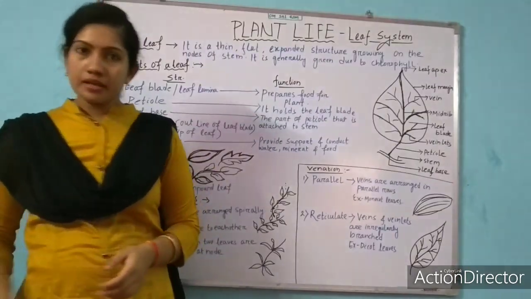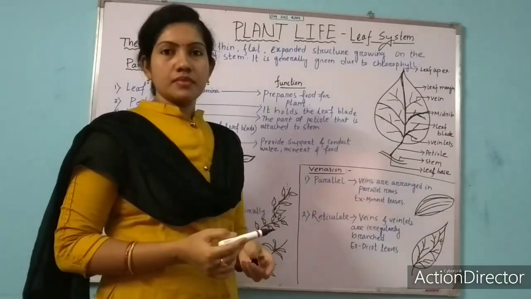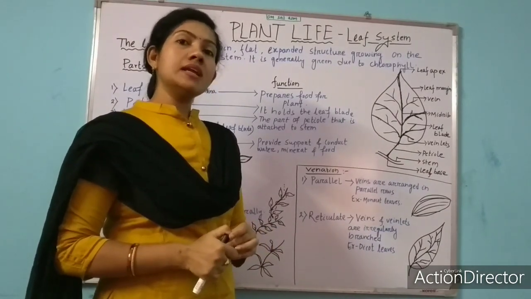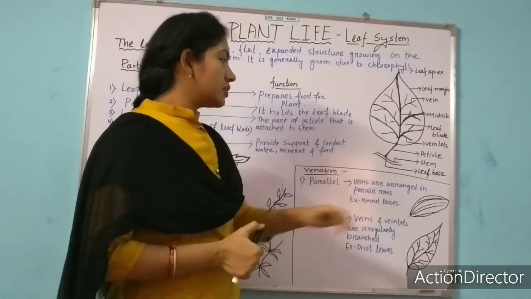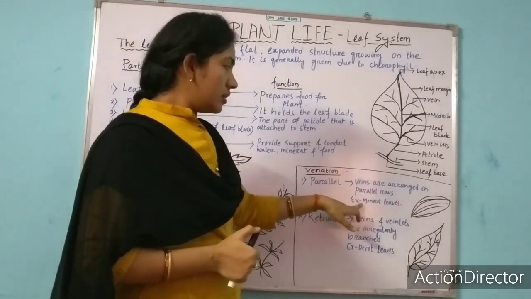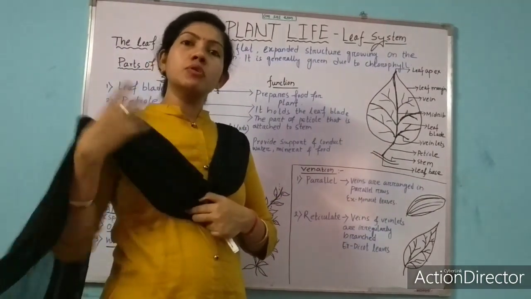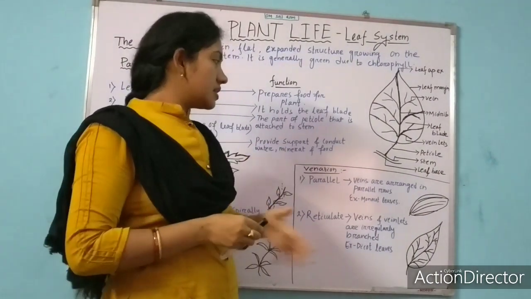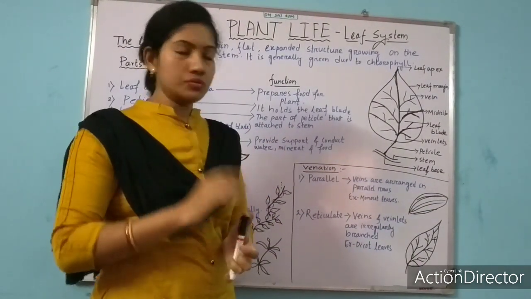Here also I have done the diagram. Parallel arrangement means veins are arranged in a parallel manner or in parallel rows. You can nicely see this in banana leaves. These are the parallel rows of veins present on the leaf. As an example I have written monocot leaves. Generally the grass variety of leaves, or the monocot leaves, already we have discussed what monocots and dicots are. So in monocot leaves, generally you can see the parallel arrangement of veins. That also I will show you, don't worry.